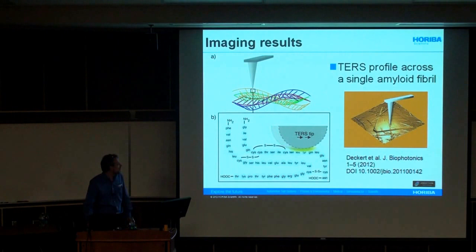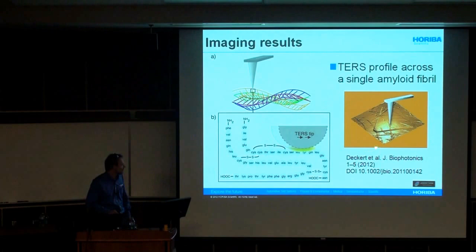And finally, one of the most interesting results that I've seen published recently. It's actually not an image, unfortunately, but it's a profile of a single amyloid fibril by Dr. Deckert at the University of Jena in Germany. It's using an inverted microscope, and a pretty unique technique he developed to deposit gold flakes on a slide. So they're very thin gold flakes that act as a substrate, which interact with the tip to give even more enhancement.